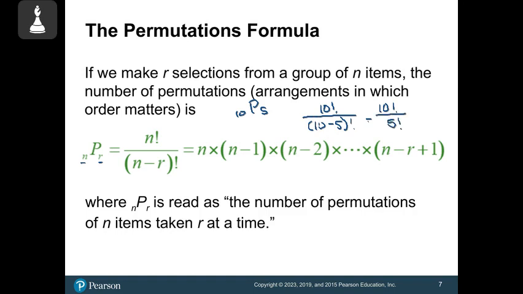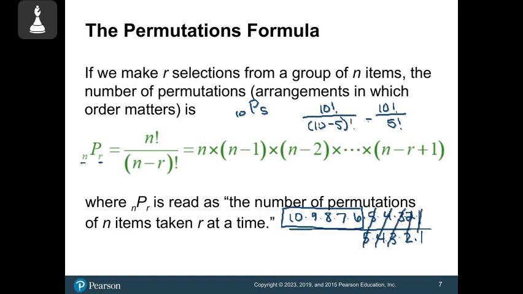So then what happens? Well, 10 factorial is 10, 9, 8, 7, 6, 5, 4, 3, 2, and 1. 5 factorial is 5, 4, 3, 2, 1. So what I need, because of canceling out, is only the first 5 numbers: 10, 9, 8, 7, 6. And that should make sense.